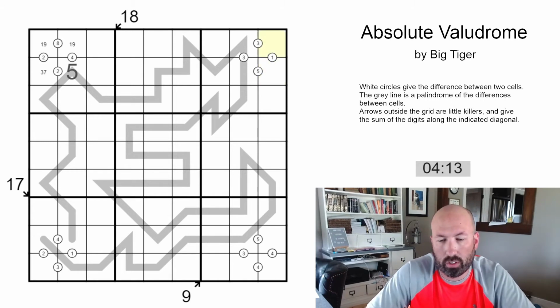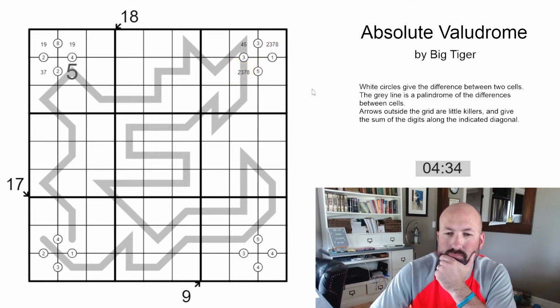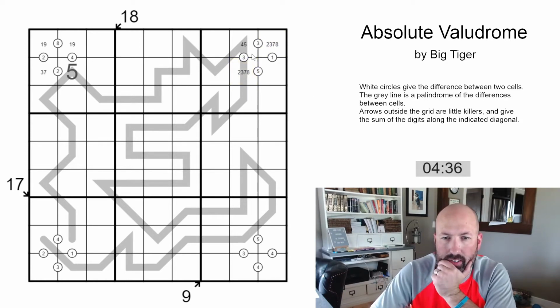So, and this can't be 1 or 9. So we could do 2, 5, 8. We could do 3, 4, 7. Or the other way around. This could be 7, 8, and this could be 2 or 3. I think that's the only options there. Because this can't be.